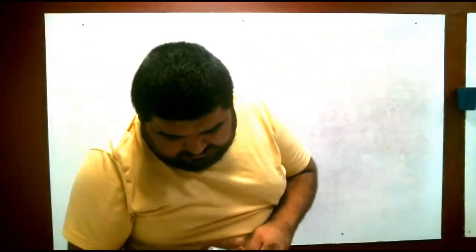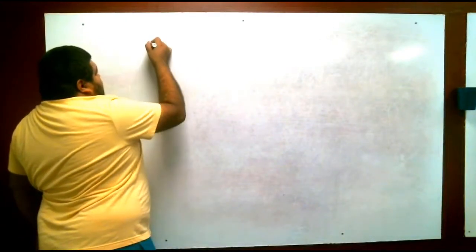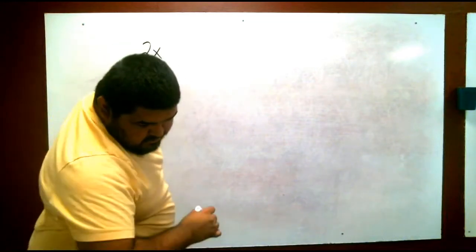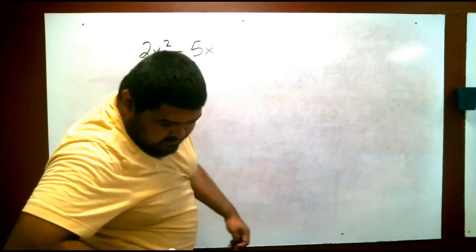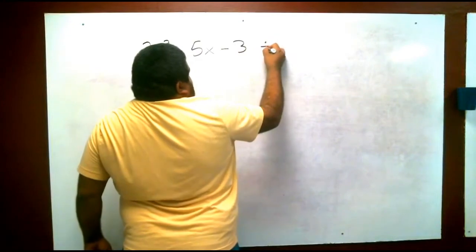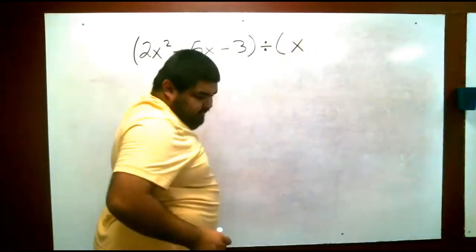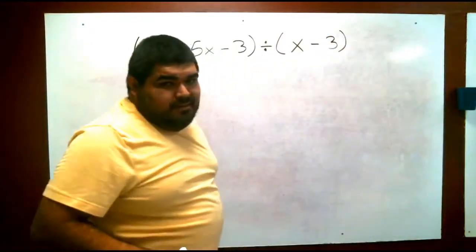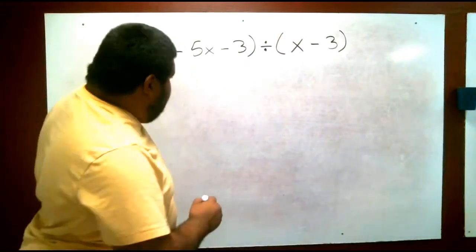Alright, your assignment for today is (2x squared minus 5x minus 3) divided by (x minus 3). Okay? I'm going to give you one more just for the practice of it so you guys can really get the hang of it.